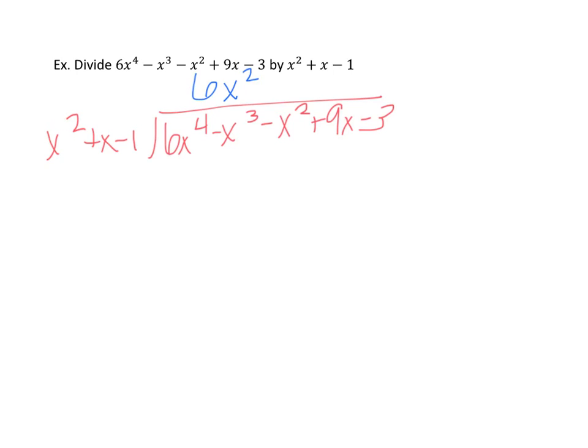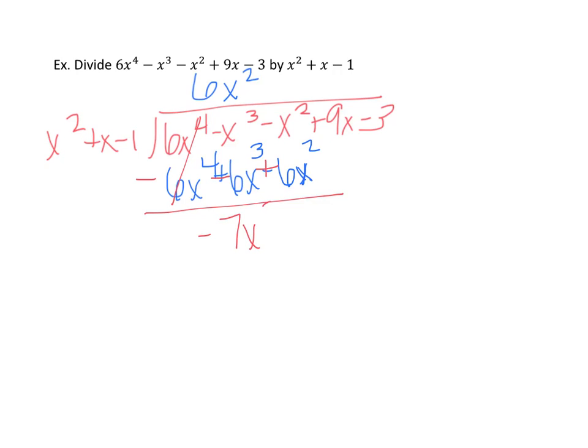6x squared times x squared would be 6x to the fourth. 6x squared times x would be positive 6x cubed. 6x squared times negative 1, negative 6x squared. Now, go through, change your signs, and combine. These fall out. Negative x cubed minus 6x cubed would be negative 7x cubed. Negative x squared plus 6x squared, positive 5x squared, plus 9x minus 3.